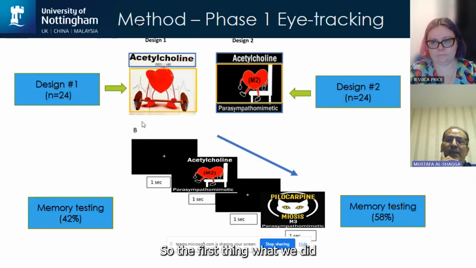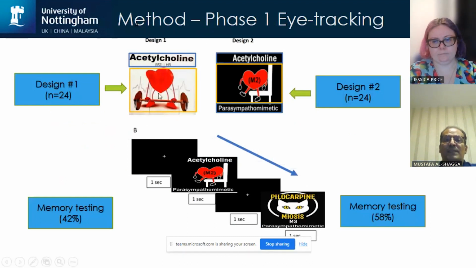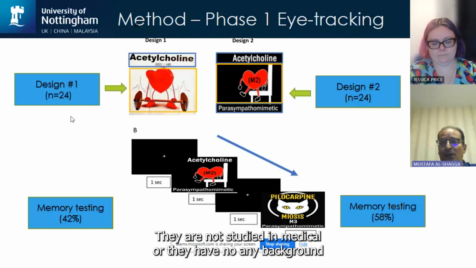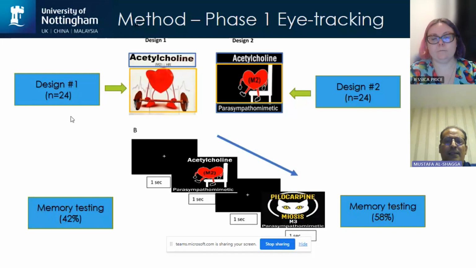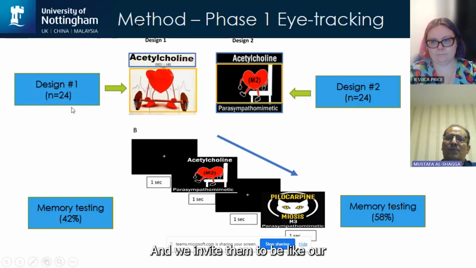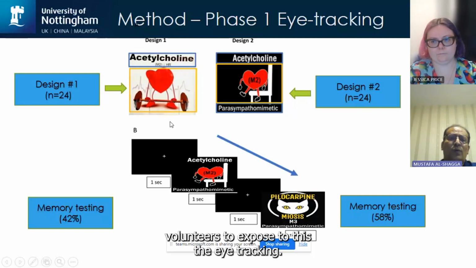So the first thing we did here was design 2 designs. This is the first design, and this is the second one. And then we tested about 48 students who are non-science. They are not studying medicine, and they have no background in science. They were from the social sciences, and we invited them to be our volunteers to be exposed to the eye tracking.